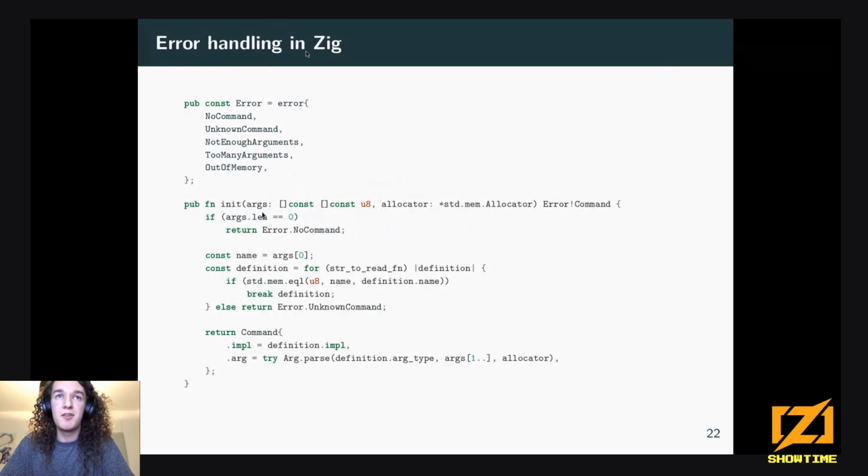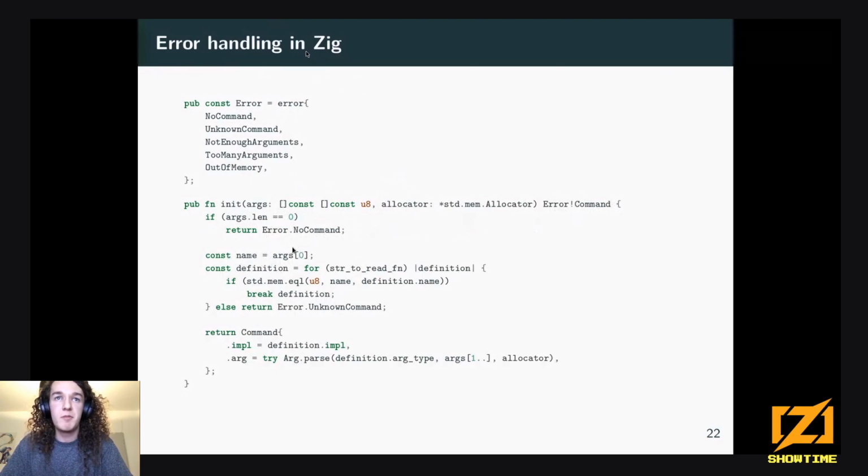And so if we have no arguments in our argument list, we can just return error.no command. And notice our return type. Here we've got a union of a command. We either return a valid command or return an error. And so here we can just return an error and it will automatically convert to this return type.